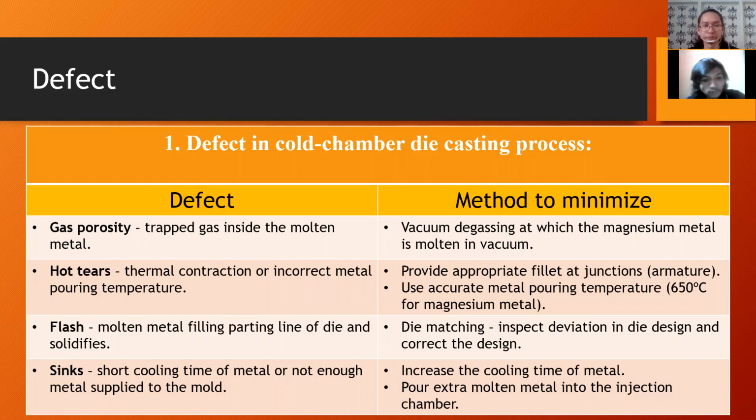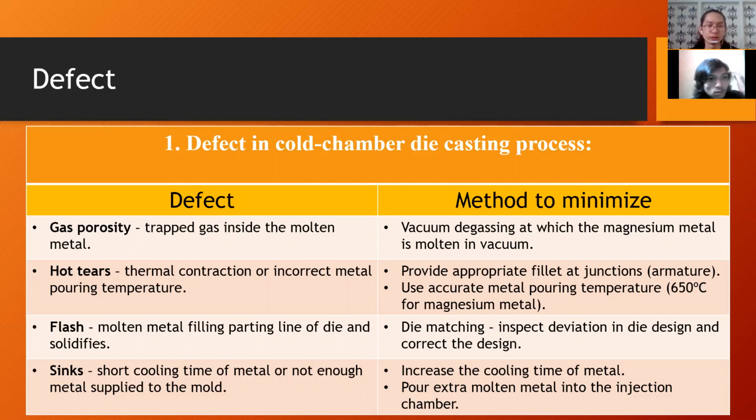The next defect is hot tears, which is caused by thermal contraction or incorrect metal pouring temperature. To minimize this, provide appropriate fillet edge junctions of the armature, or use the accurate metal pouring temperature, which is 650 degrees Celsius for the magnesium metal.